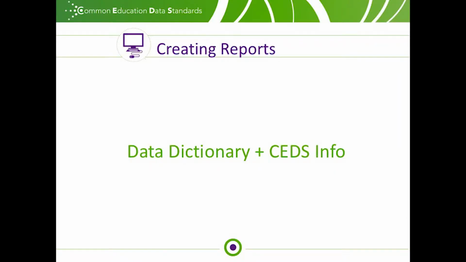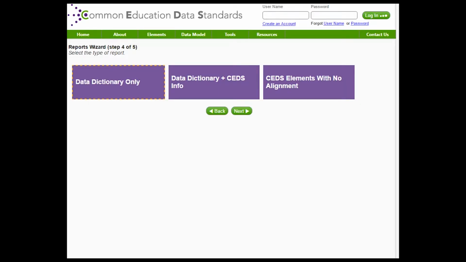Data Dictionary plus CEDS Info Report, Topic 2.2. This topic will discuss the Data Dictionary plus CEDS Info Report. The Data Dictionary plus CEDS Info Report will display the element information for the selected maps along with the CEDS elements to which the maps have been aligned. When multiple maps are selected, each map will be listed in its own subsequent column. Select the Data Dictionary plus CEDS Info Report and click Next to go to Step 5.